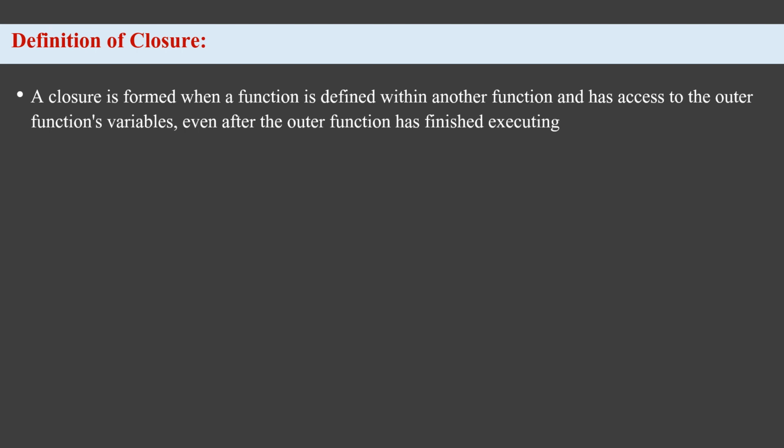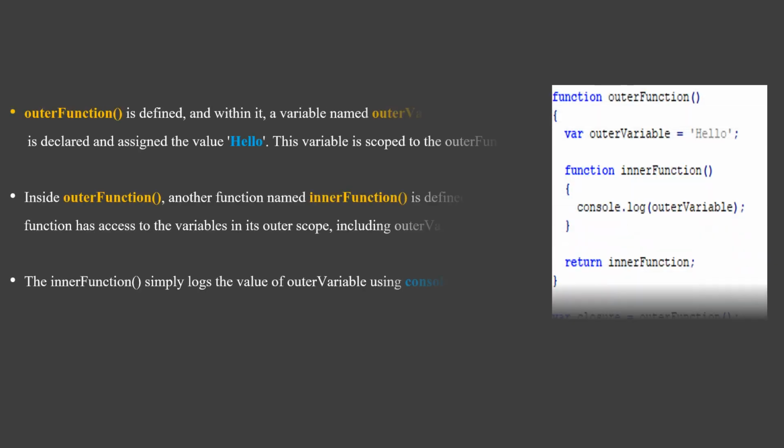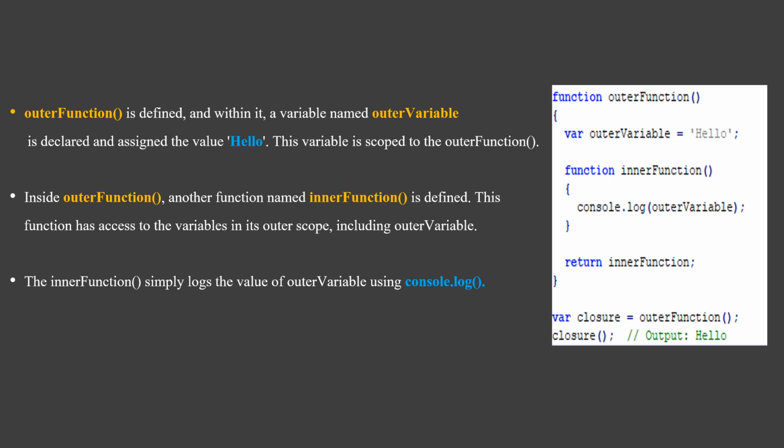Let's understand with a simple example. In this example, outer function is defined, and within it, a variable named outer variable is declared and assigned the value hello. This variable is scoped to the outer function. Inside outer function, another function named inner function is defined. This function has access to the variables in its outer scope, including outer variable. The inner function simply logs the value of outer variable using console.log.